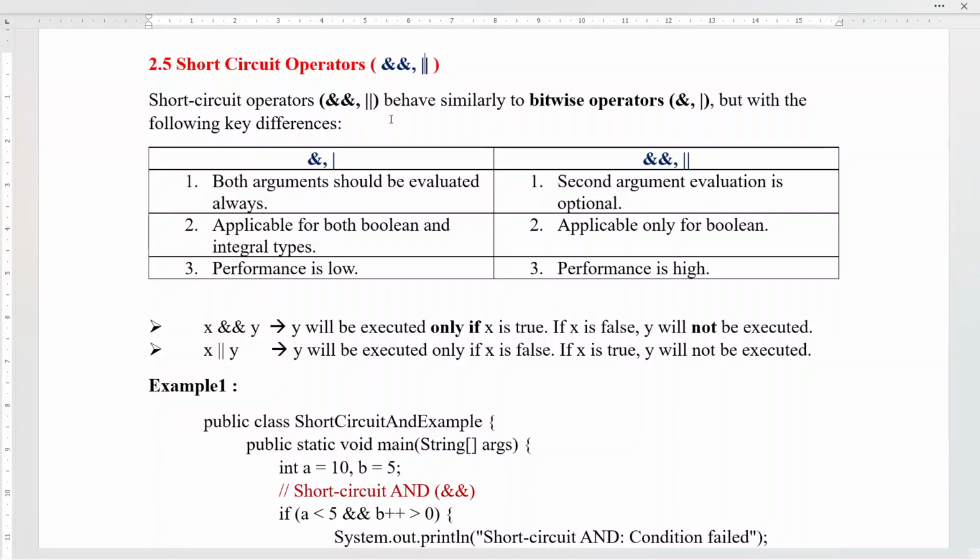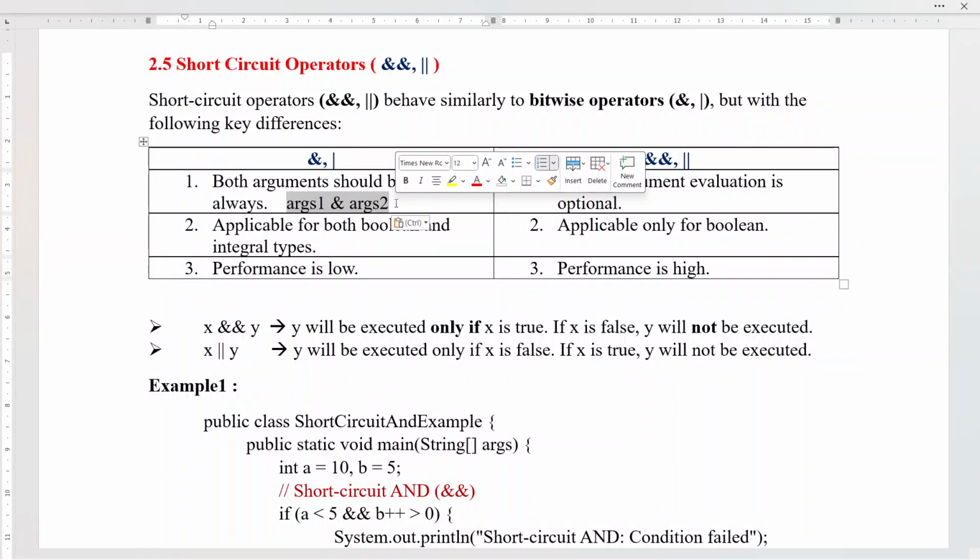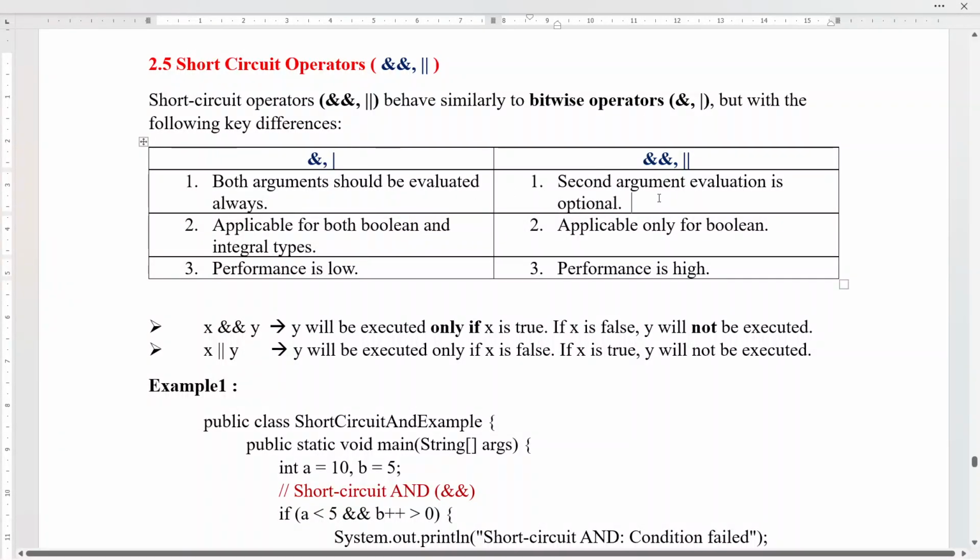In bitwise operators, both arguments are always evaluated. That is, the left argument and the right argument are always executed. But in the case of short circuit operators, evaluation of the second argument is optional. The evaluation of the second argument is always dependent on the evaluation of the first argument.